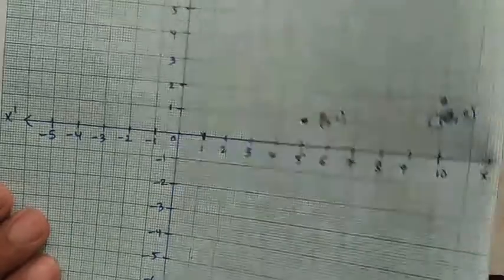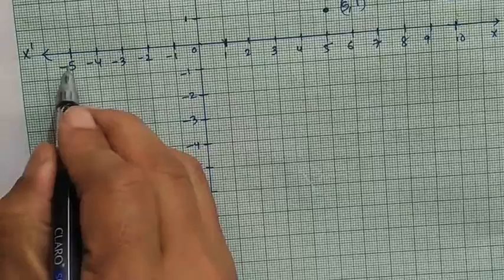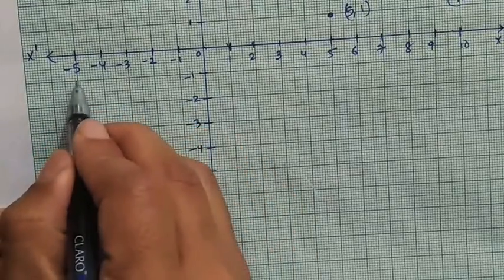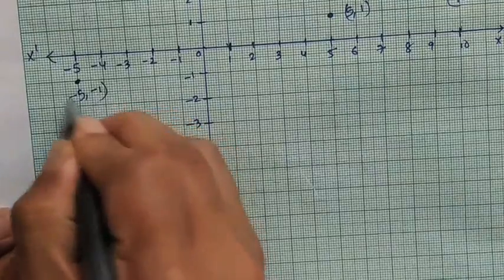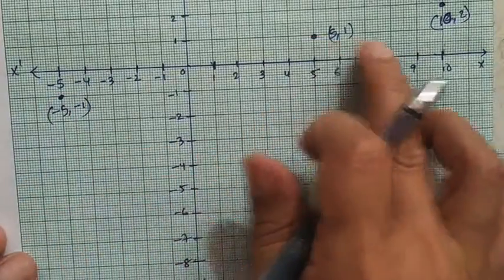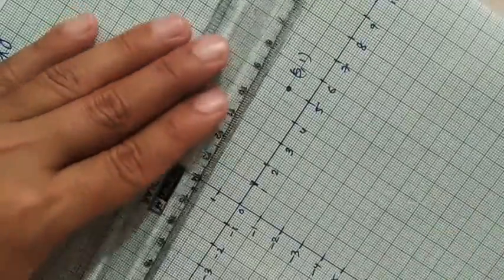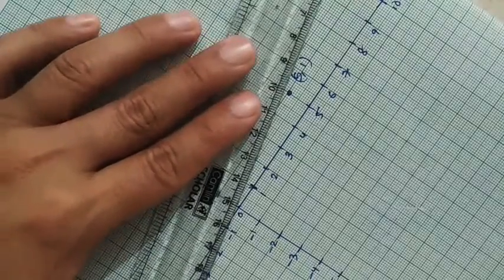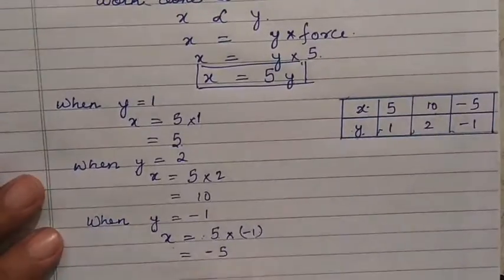We take the point when x is -5, y is -1. So we get 3 points: this is one point, this is one point, this is one point. Join these three points with a line. So the name of this line's equation is x is equal to 5y.